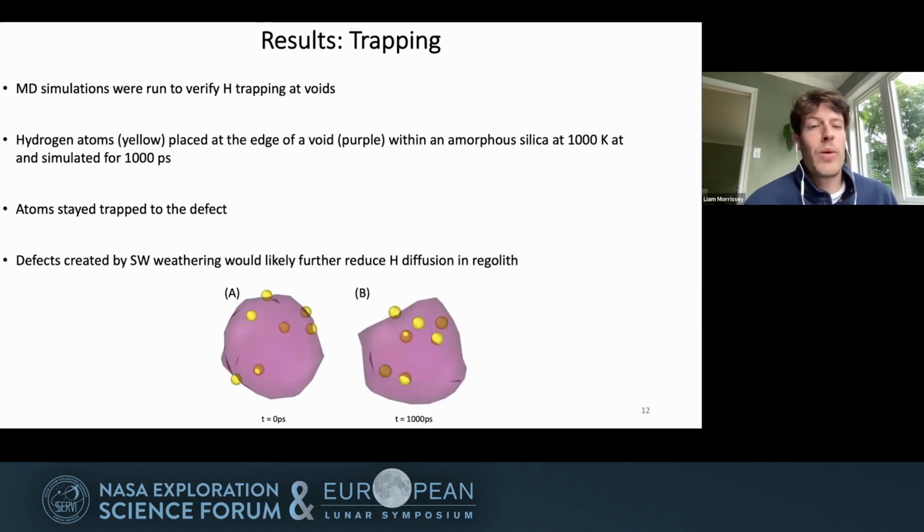So at the end here, we actually ran some MD simulations to verify H trapping at voids, where we took hydrogen atoms in yellow and placed them at the edge of a void in purple within an amorphous silica at a higher temperature. What we found was that the atoms always stayed trapped to the defect, meaning that we demonstrated that diffusion within a defect will be much lower, and that defects created by solar wind weathering would likely further reduce H diffusion in regolith.